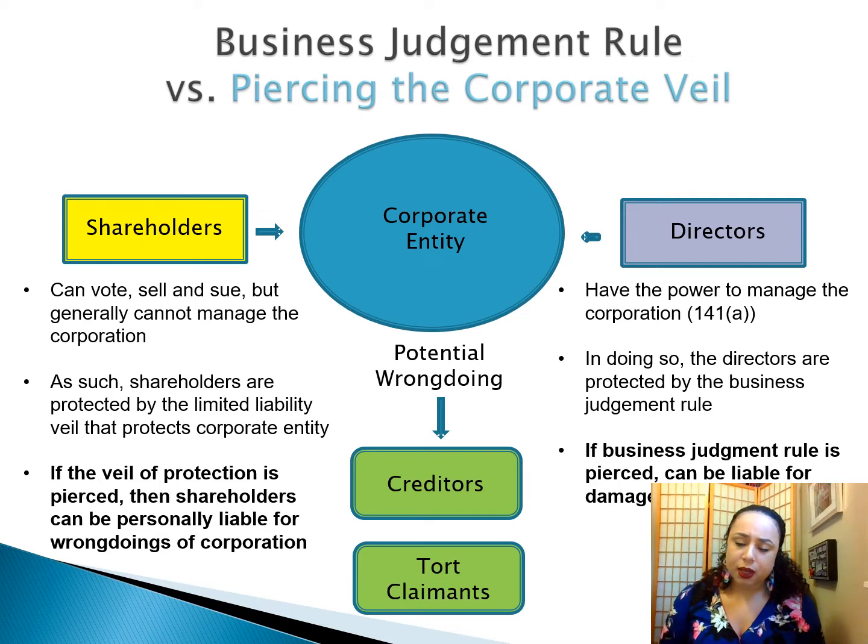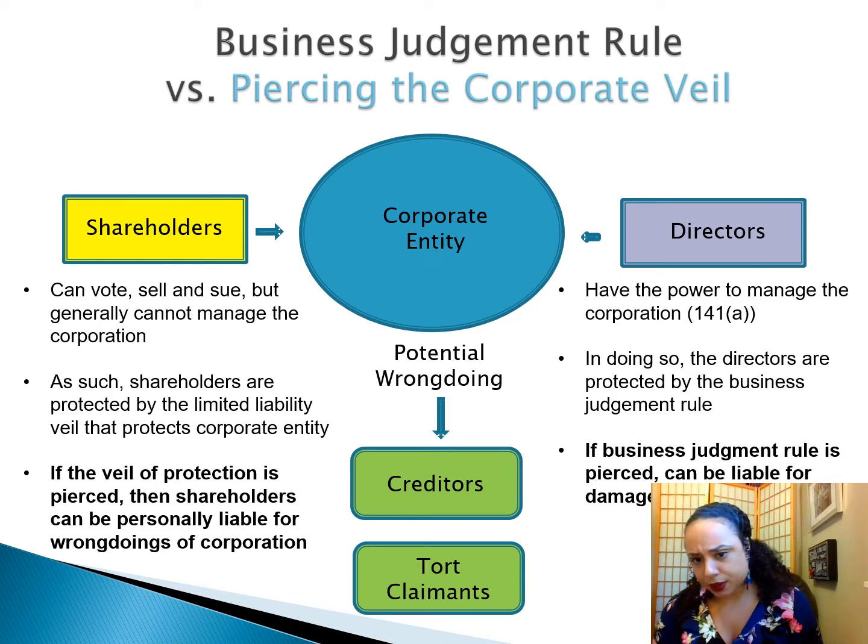Another category of potential wrongdoing would be tort claimants. To the extent that our corporate entity is producing products that are harmful to the environment or to consumers, or to the extent that the corporation is engaged in activities that harm individuals or their property, to what extent, right? And again, perhaps the corporate entity is completely out of assets. To what extent can we hold shareholders directly liable for those claims?